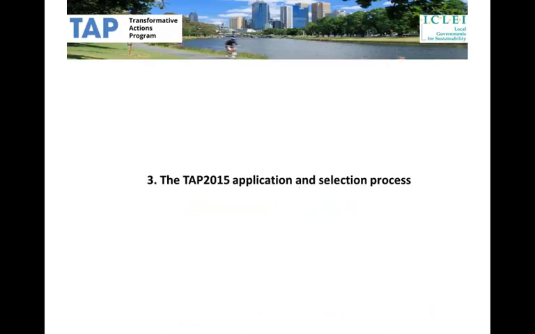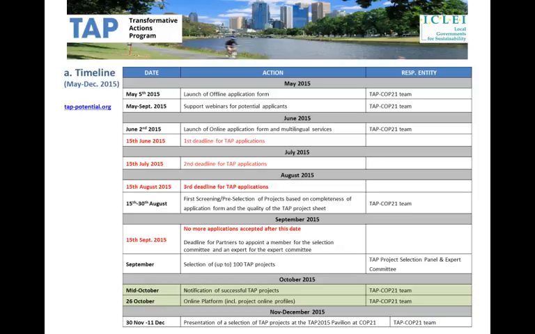So turning to the TAP 2015 application and selection process. Now you should be able to see the timeline of the process, which started early May, as you can see. As I mentioned, the next and final deadline will be on the 15th of September. To support the application process, several webinars, such as this one, are being organized. The next one, and the final one, is going to be on the 7th of September.